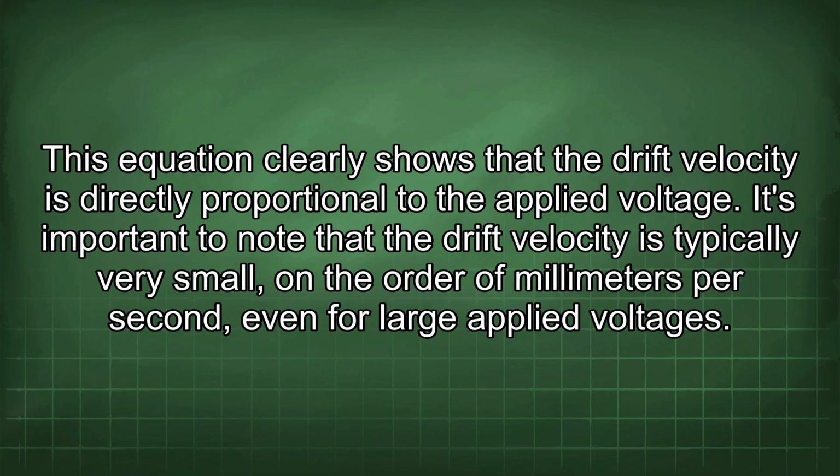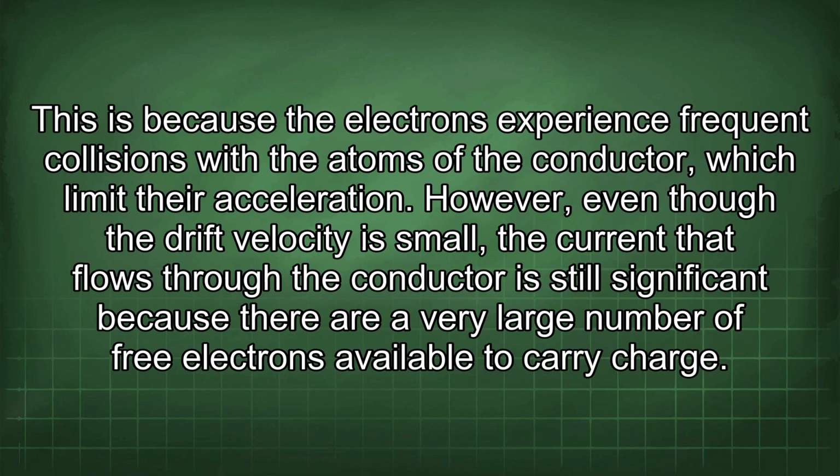It's important to note that the drift velocity is typically very small, on the order of millimeters per second, even for large applied voltages. This is because the electrons experience frequent collisions with the atoms of the conductor, which limit their acceleration. However, even though the drift velocity is small, the current that flows through the conductor is still significant because there are a very large number of free electrons available to carry charge.